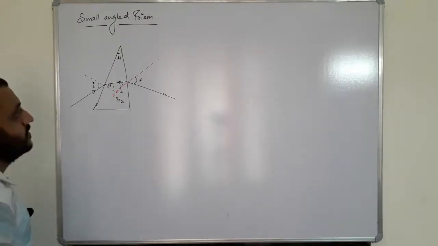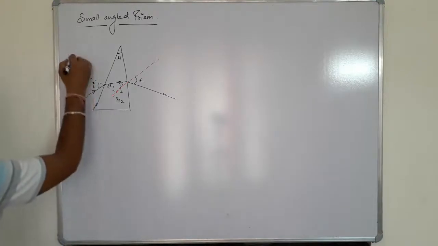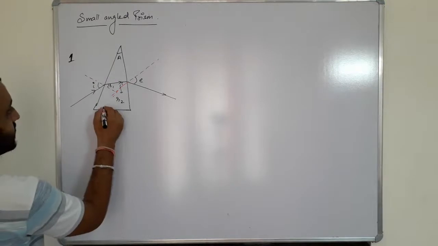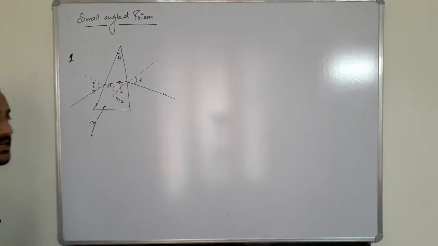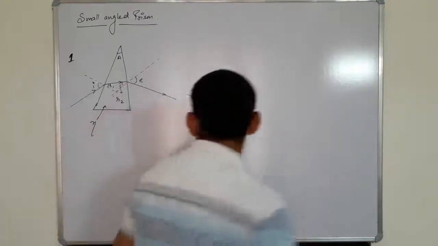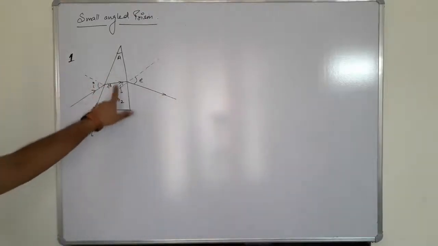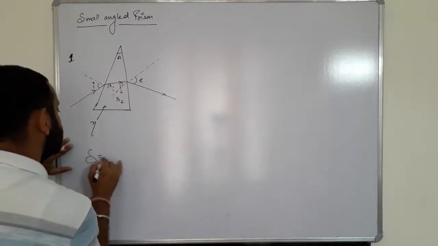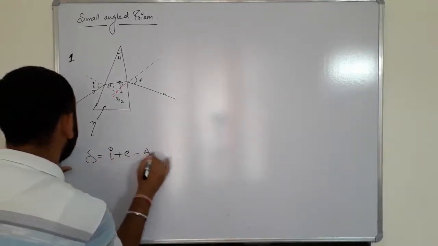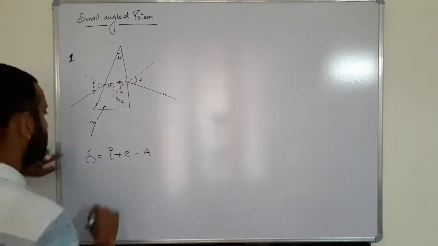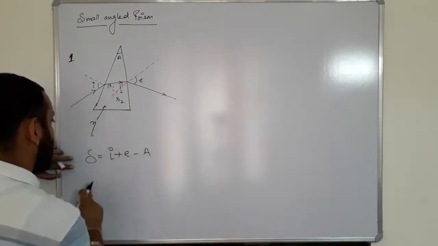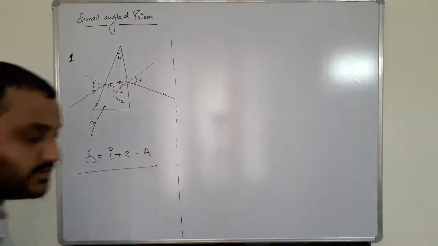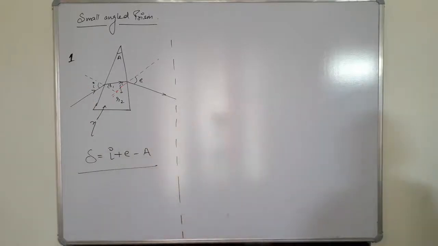Now outside the surface we consider it air, with refractive index 1, and the prism has a refractive index of neta. Neta is the refractive index of the prism. It is given. And this is the angle of incidence, R1, R2, and the angle of emergence. Now let's use the previous relation, that delta is equal to I plus E minus A. We are supposed to find the value of delta, calculating the angle of deviation for a small angle prism.